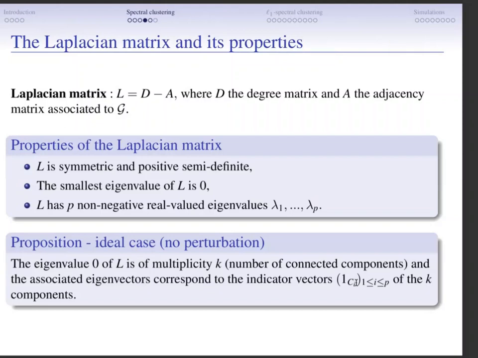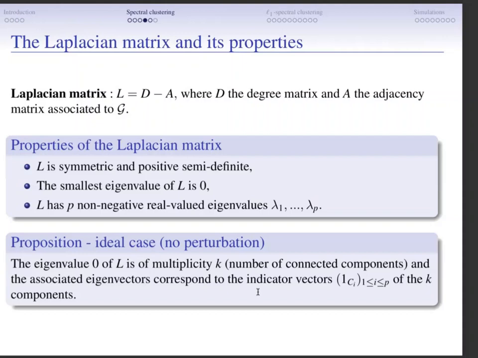So now, given a graph, if you want to recover the cluster structure of the graph, you just need to do a spectral decomposition of L. You will find 0 is an eigenvalue. The multiplicity of the eigenvalue gives the number of connected components. And if you want to recover the structure of the graph, you just need to find the eigenvectors associated to the eigenvalue 0, and they will give you directly the structure of the graph.